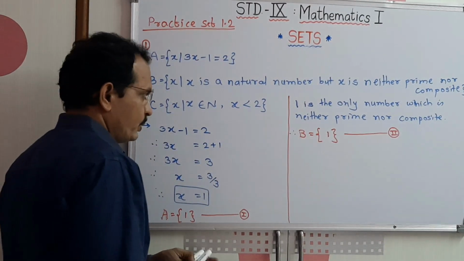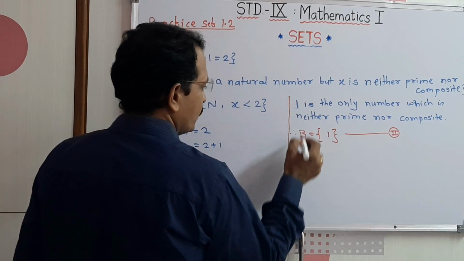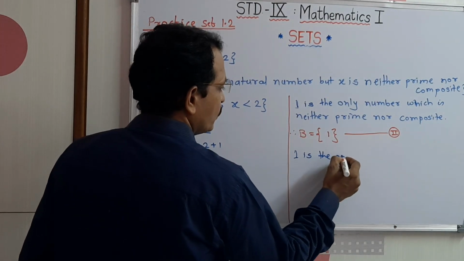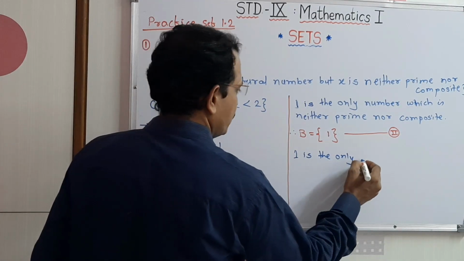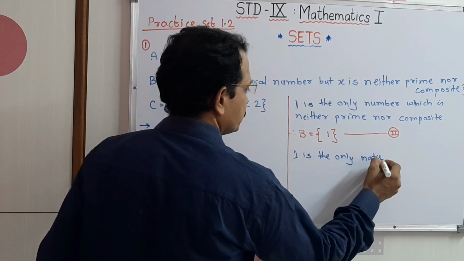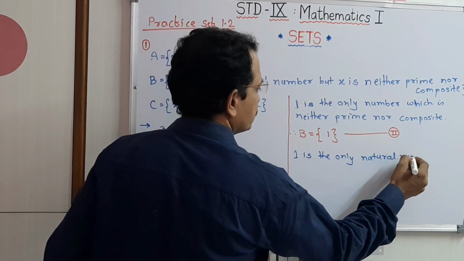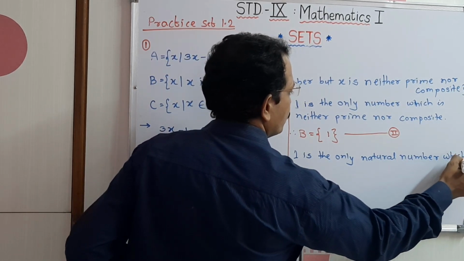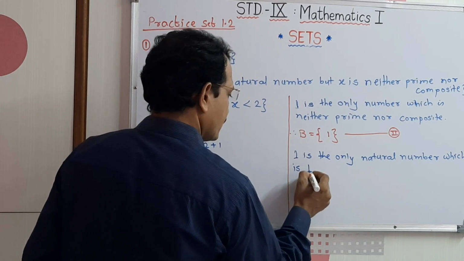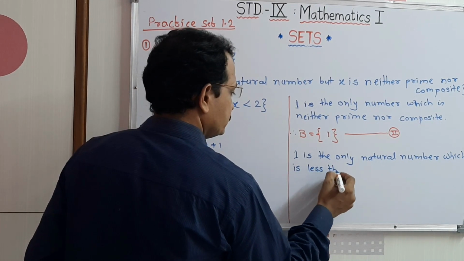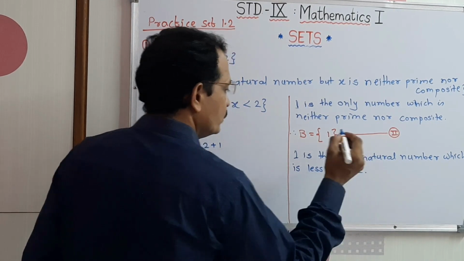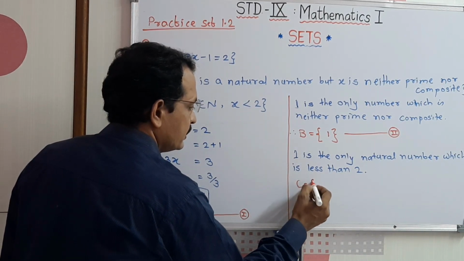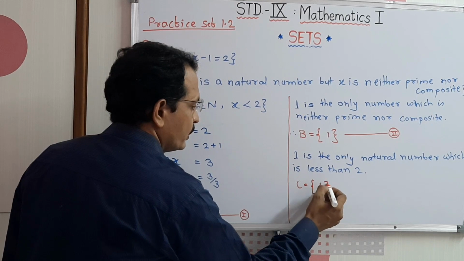Therefore, we write here: 1 is the only natural number which is less than 2. Therefore, we have to write the C set in list method. We have to write 1.